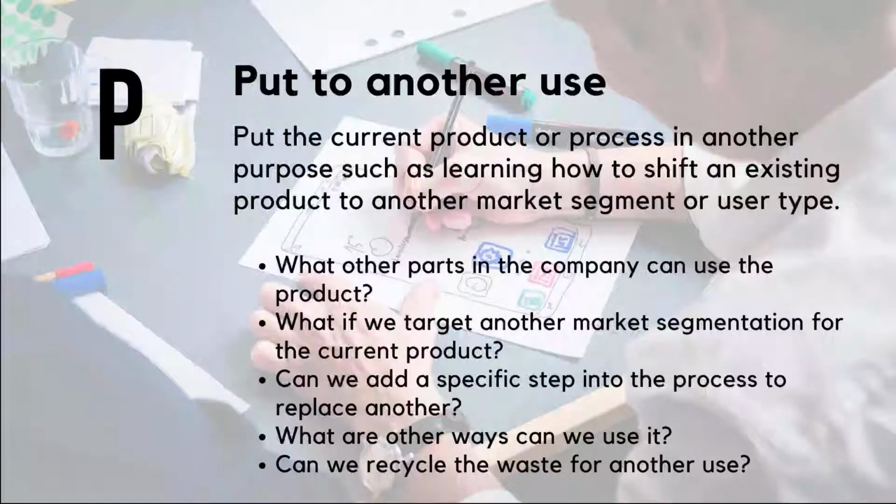P. P for put to another use. It refers to putting the current product or process to another purpose, such as learning how to shift an existing product to another market segment or user type. The questions in this stage can be, what other parts in the company can use the product? What if we target another market segmentation for the current product? Can we add a specific step into the process to replace another? What other ways can we use it? Can we recycle the waste for another use?